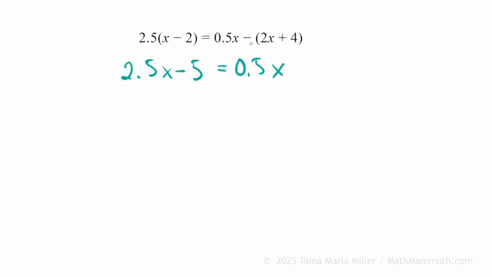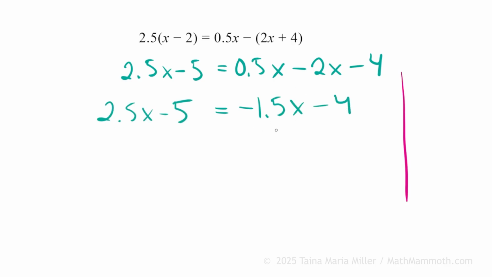Minus, it is as if minus 1 times that, minus 1 times that. But as we saw earlier, as a shortcut, the sign of each term just changes to the opposite. So it becomes minus 2x minus 4. We can still simplify here on the right side to get minus 1.5x, and then minus 4.